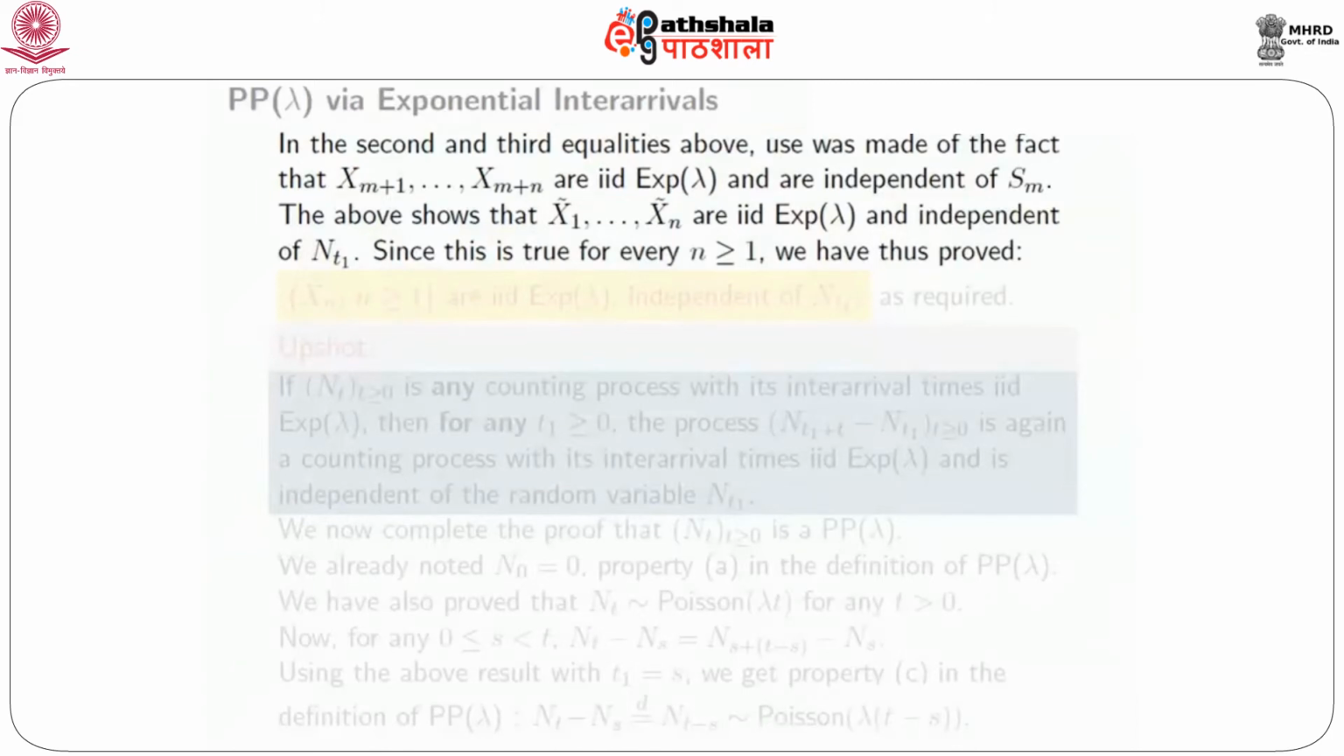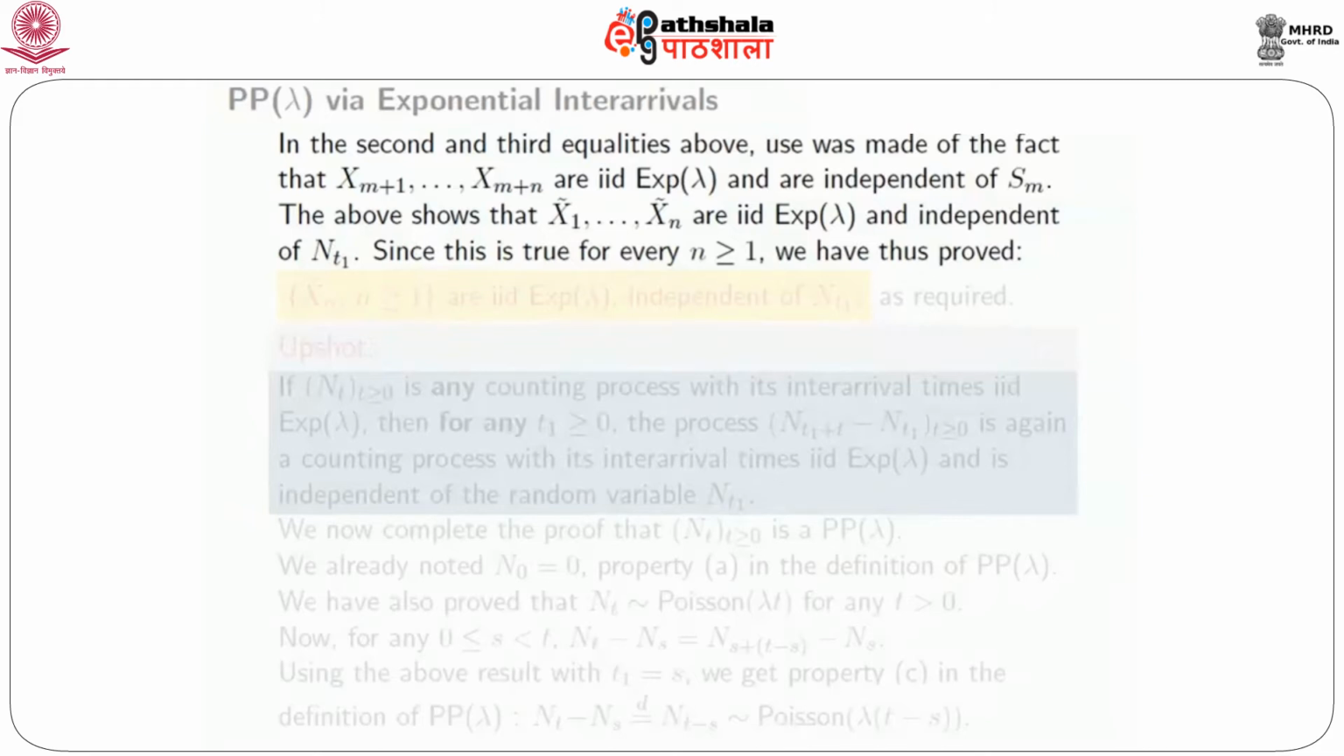Now, this factorization shows two things. Number one, X1 tilde, ..., Xn tilde are all independent. They are also independent of N(t1), and moreover, X1 tilde up to Xn tilde are IID exponential lambda. Since this is true for every n greater than or equal to 1, we have proved that the Xn tilde sequence are IID exponential lambda, and moreover, they are also independent of N(t1).